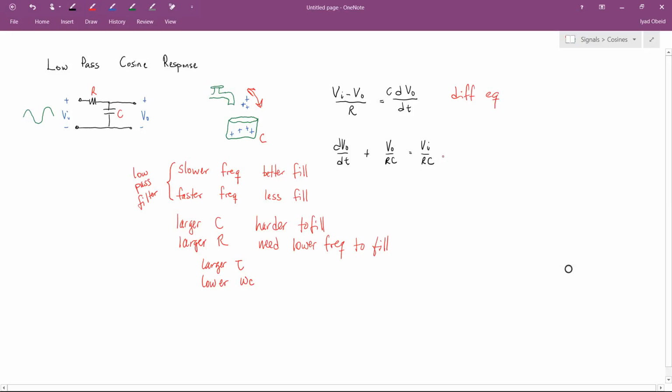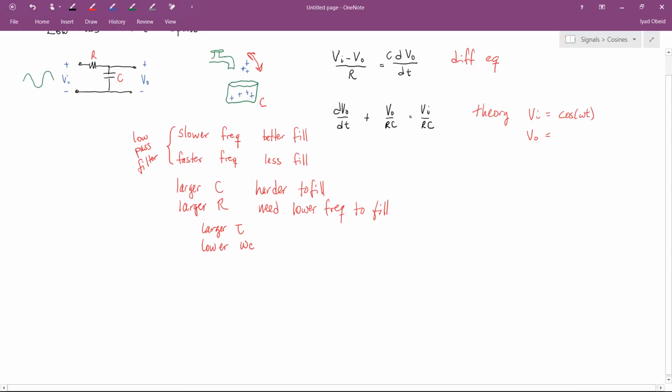And all I'm going to do here is just rearrange the terms. And in theory, for any input voltage, I should be able to say, suppose my input voltage is cosine of omega t, then I should be able to do a whole lot of math to solve that differential equation and get V out. But that's hard math. And not that we can't do hard math, it's just that there's an easier way, and we should certainly exploit that easier way if we can.